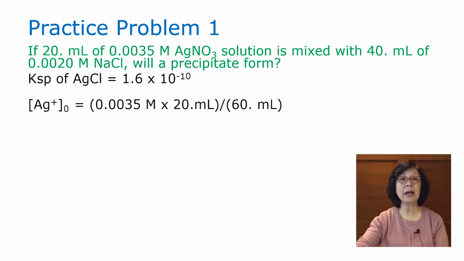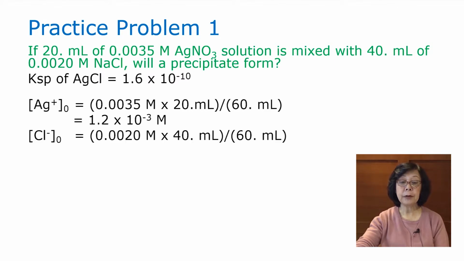Now, let's calculate the initial concentration of silver ion, the little zero meaning initial at time 0. So we have 0.0035 molar times 20 mL over a total mixture of 60 mL, and we have 1.2 times 10 to the minus 3 molar. For the chloride ion initial concentration, we calculate it in a similar fashion, 0.0020 molar times 40 mL over 60 mL, and we have 1.3 times 10 to the minus 3 molar.